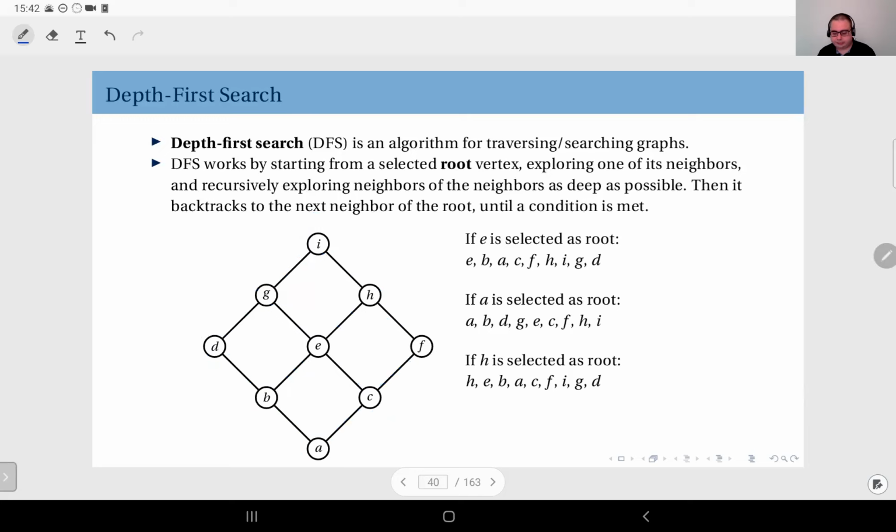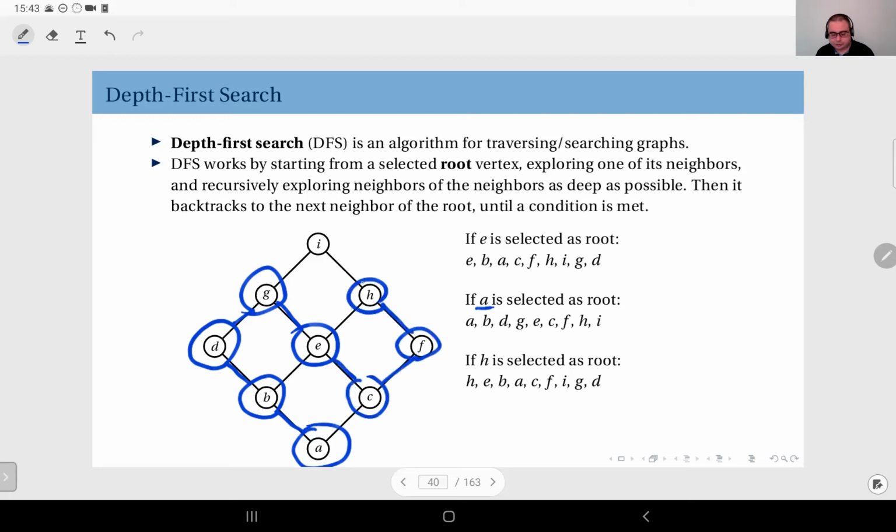Or let's say you select A as your root, then the neighbors are B and C, so using lexicographical order, you will select B, and then the neighbors of B are D, E, and A. A was already visited, so visit D. The neighbors are B and G. B is visited, so visit G. The neighbors are D, E, and I. D is already visited, so I need to select E. And the neighbors of E are G, B, C, H, so I need to select C here. And from C, you get F and H and I.